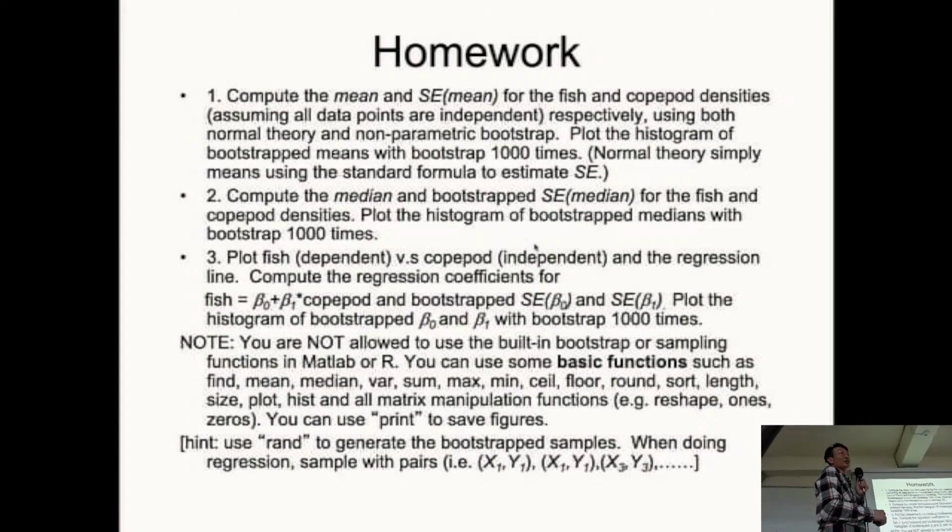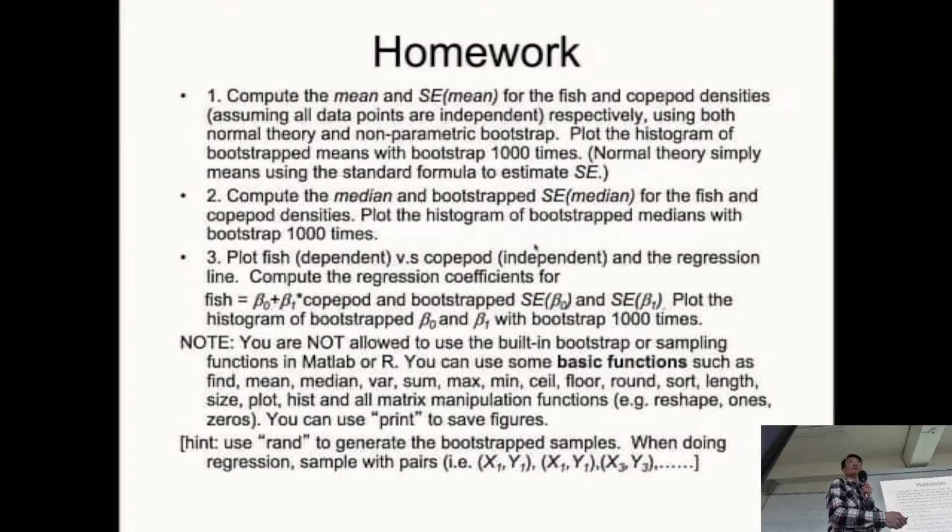And the third question is the regression. Because the fish and copper data are paired, now I'm asking about the relationship between fish density and copper density. So this is the dependent variable, this is y, this is x. You make a regression. Again, you can use the lm model, or you can do the linear algebra. Anyway, you can get beta 0 and beta 1. And then you repeat it using the non-parametric bootstrap 1,000 times, then you get the histogram of beta 0 and beta 1. And with that, you can calculate the standard error of beta 0 and beta 1. Is it okay?